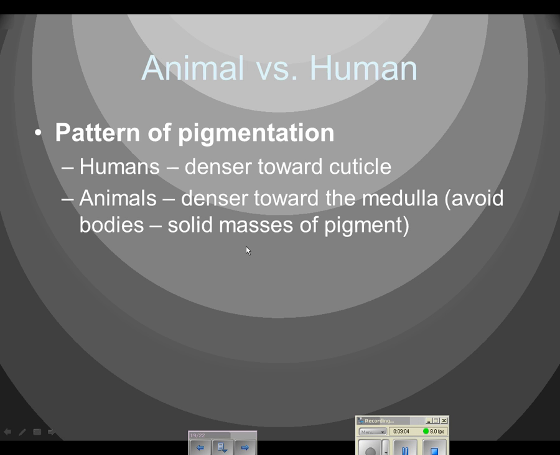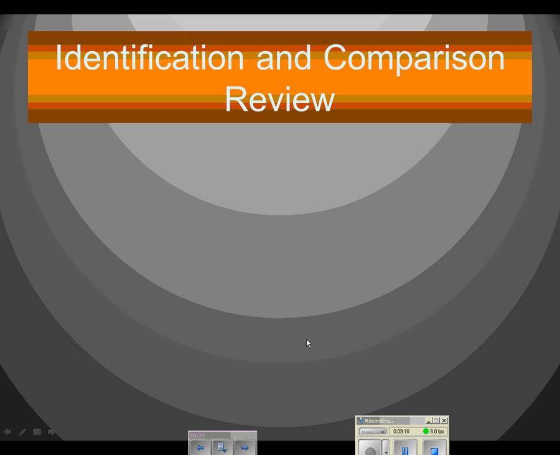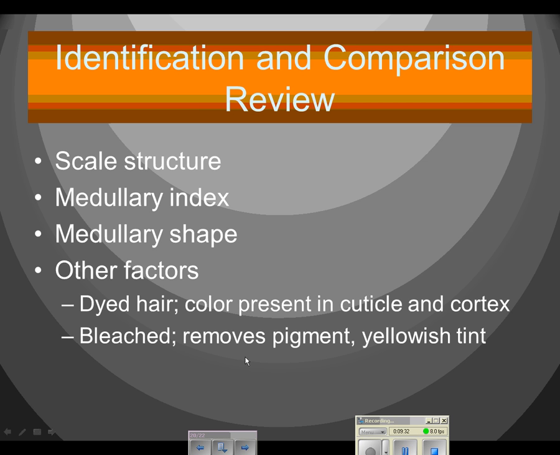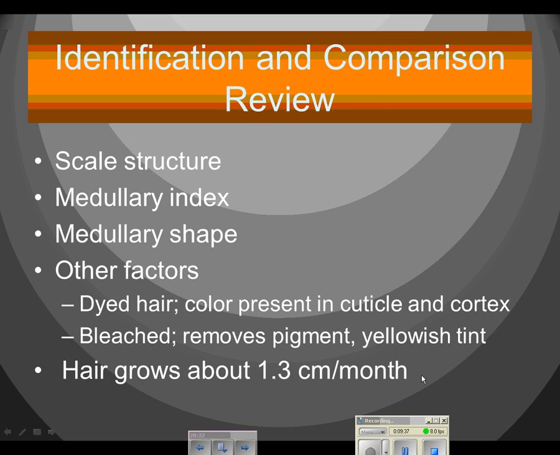Now, animal and human hair again, we can look at the distribution of pigmentation. So humans tend to have denser distribution towards the cuticle, and animals are more towards the medulla. And they have something called ovoid bodies, which are solid masses of pigment. So to identify and compare hair, we can look at the scale structure, which would be the cuticle pattern. We can look at the medullary index, the medullary shape, and other factors if it's been dyed or bleached. And we can also measure hair because it grows about 1.3 centimeters per month, and that's just an average.